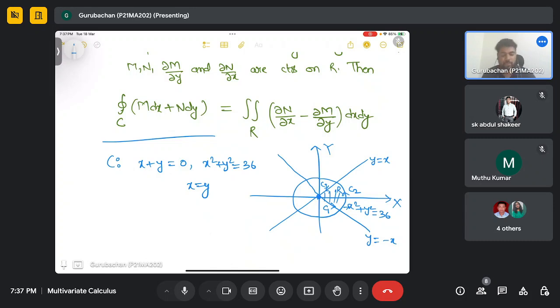So for C1, that is y equal to minus x, what will be the parametric form r of t for this C1? You tell me. Last time you made some mistake and were confused in this parametric form. What can be the parametric form for y equal to minus x?